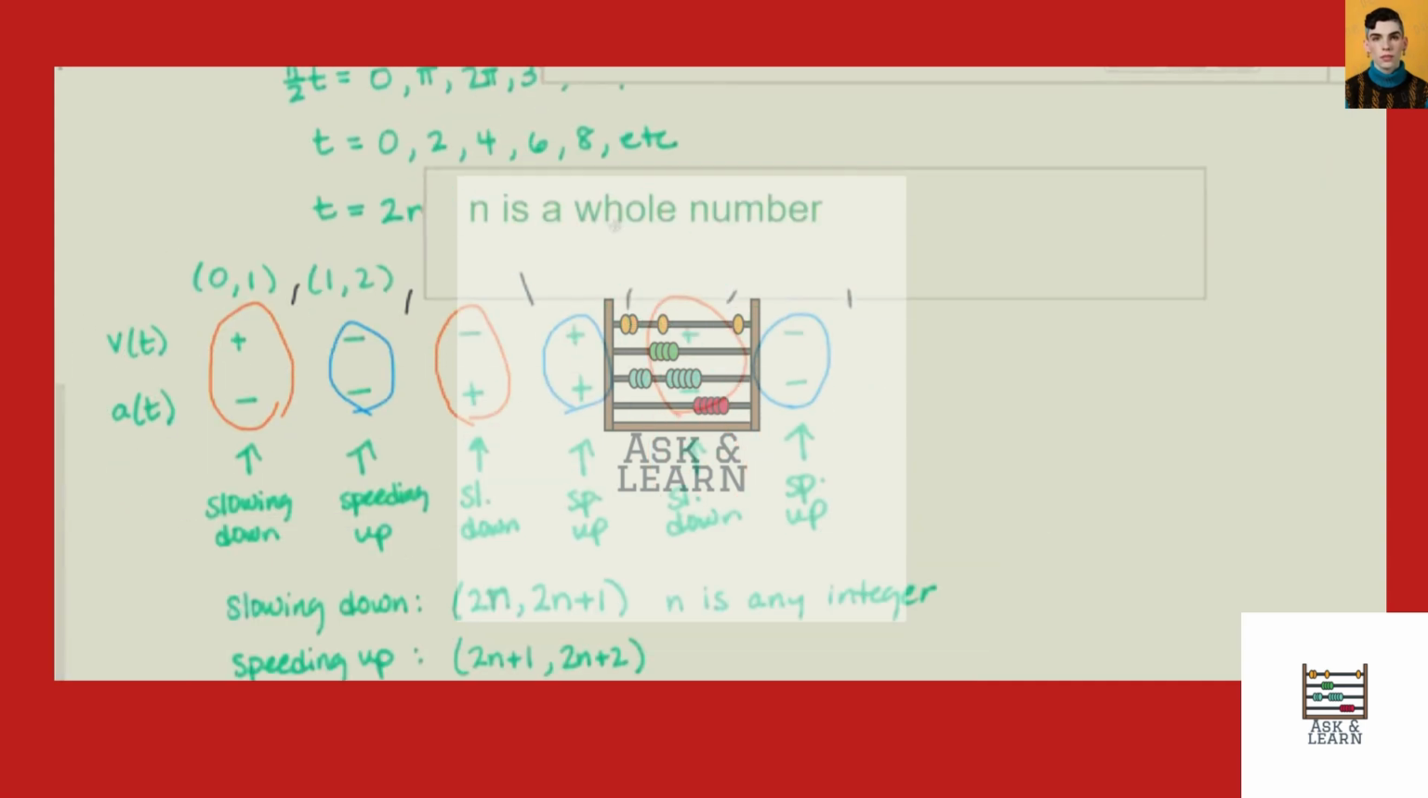So if you're looking for an algebraic way to express that, we can say that it's slowing down from time 2n to time 2n plus 1, where n is a whole number, not an integer, and it's speeding up from time 2n plus 1 to time 2n plus 2.